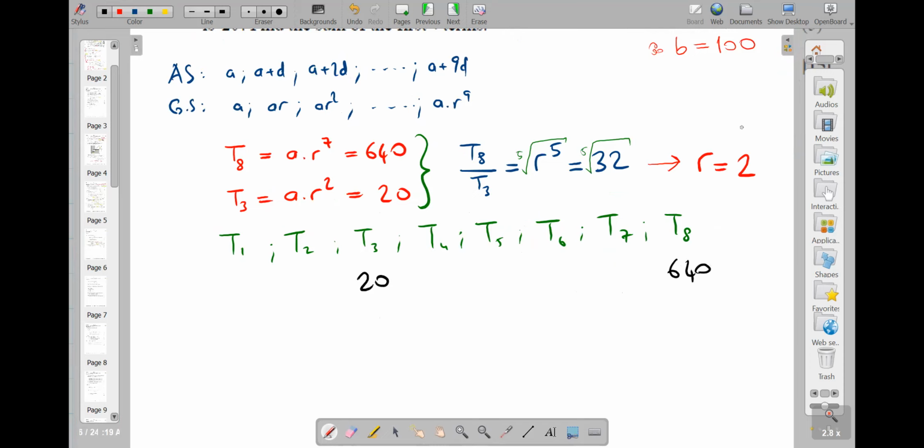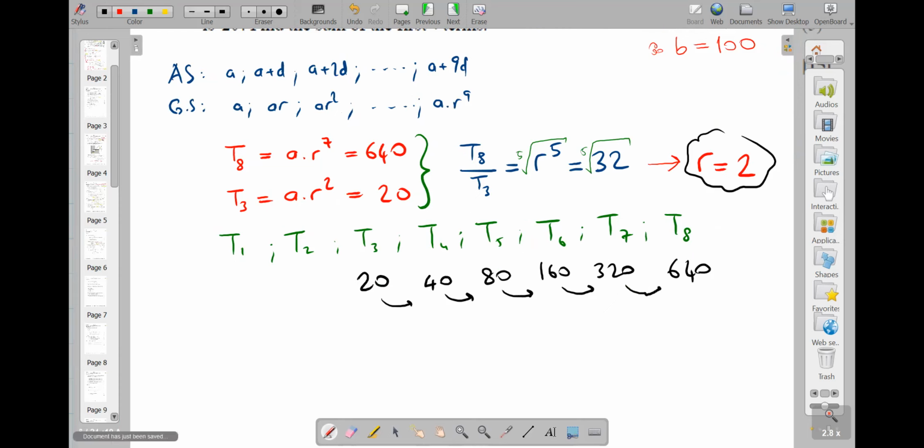And there's a ratio. We ended up with the ratio 2. That means the next term after 20 is 40, and after 40 is 80. After 80 is 160. After 160 is 320, and after 320 it's 640. You see, that's right. What is the term before 20? Then it must be 10, and before 10, then it must be 5. Actually, which is the value of a.